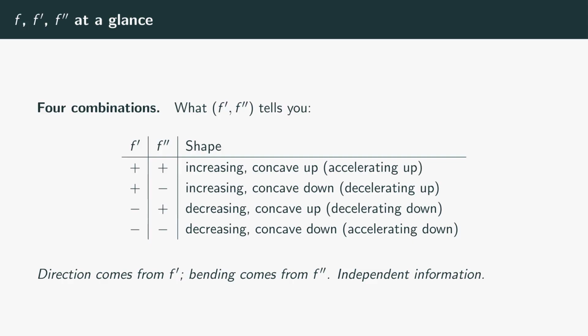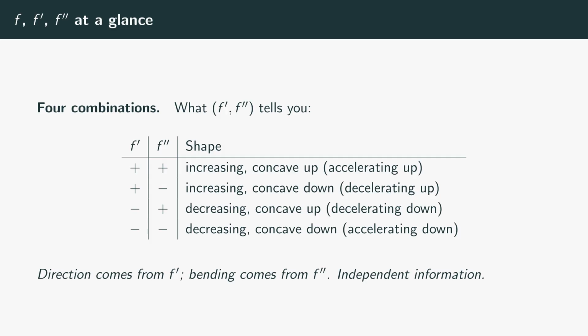The two derivatives encode independent information. The first tells you direction, the second tells you bending. 4 combinations. f prime positive, f double prime positive, function is increasing and concave up. The slope is positive and getting more positive, accelerating upward. f prime positive, f double prime negative, increasing but concave down.